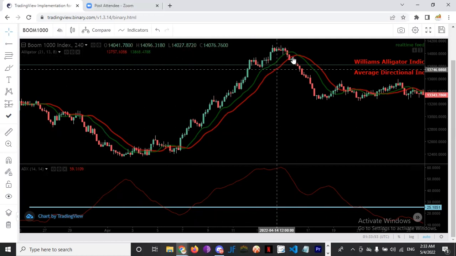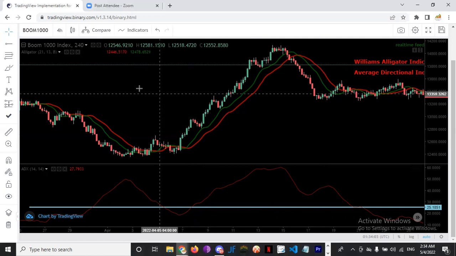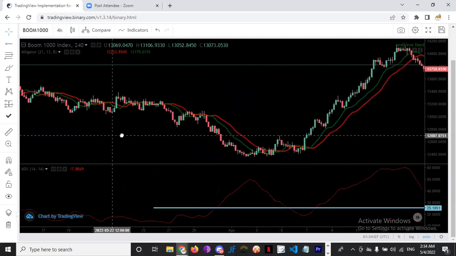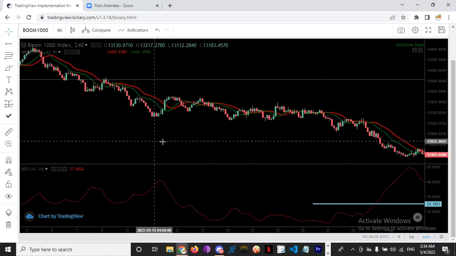So you get out of this buy trade and sell. As you can see, if you were trading this on the 4-hour time frame or even on the 1-hour time frame, this strategy is very simple. Look at it. Like I said, you notice when price began to range. You wouldn't have been on this trade at all.